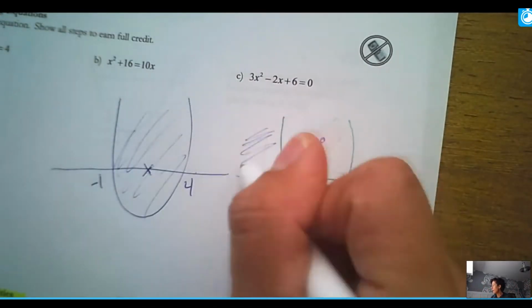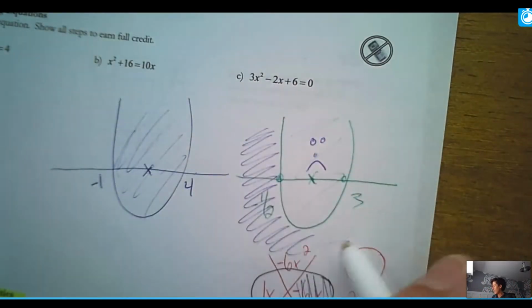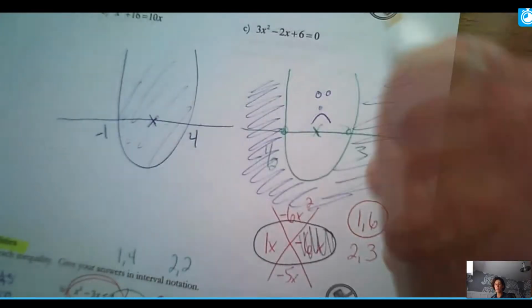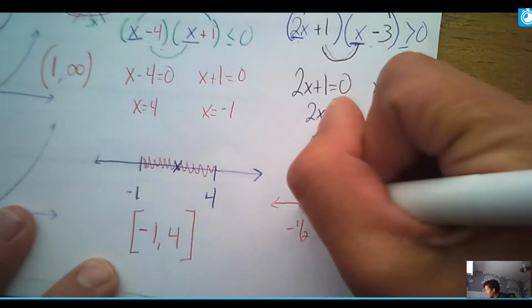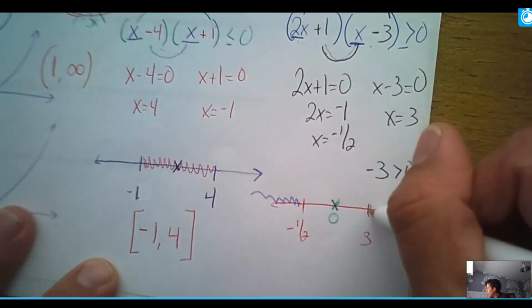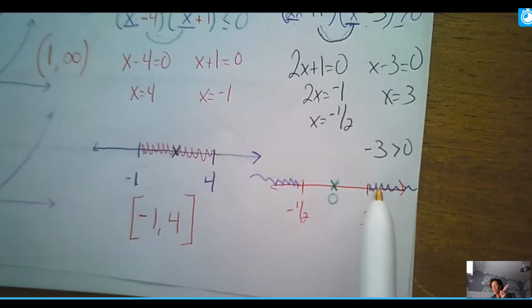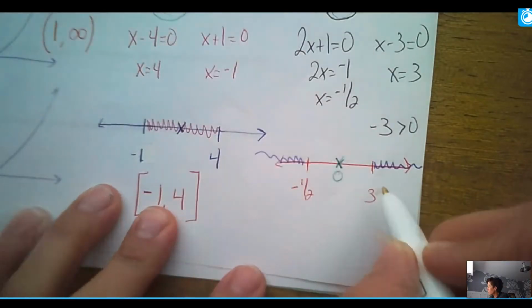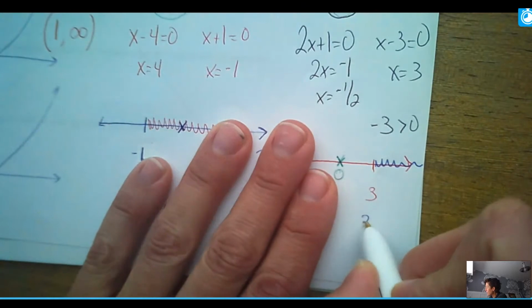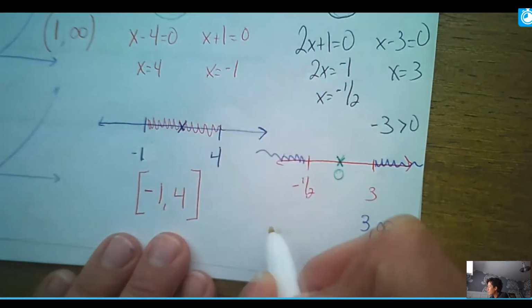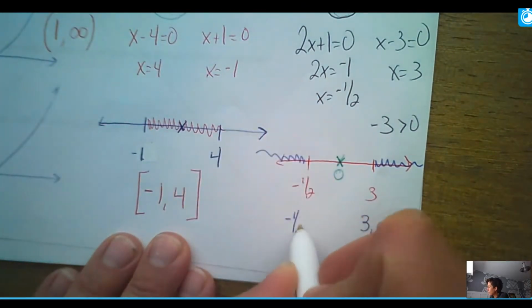So you don't have to test every section, not with a parabola. He likes being here. So he likes being -1/2 and smaller, or bigger than 3. And so this means I'll actually have to have 2 interval notations. So for this one, 3 and bigger, and this one is -1/2.